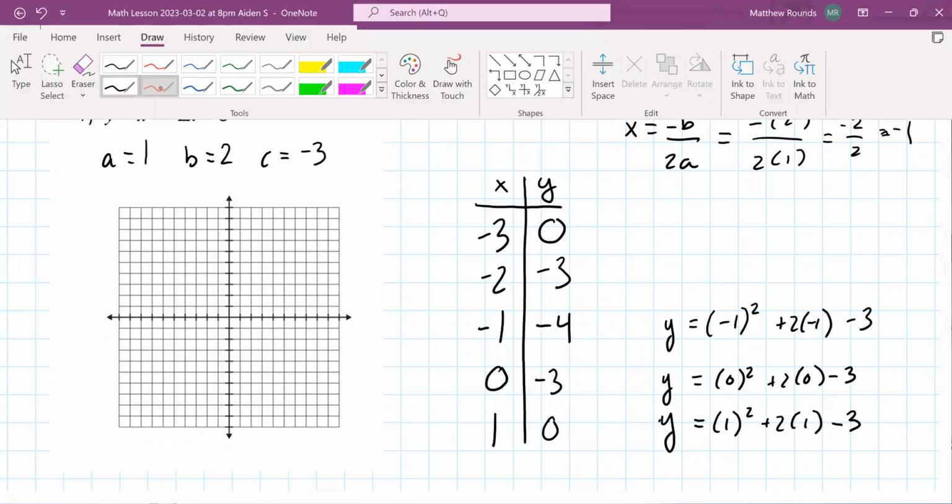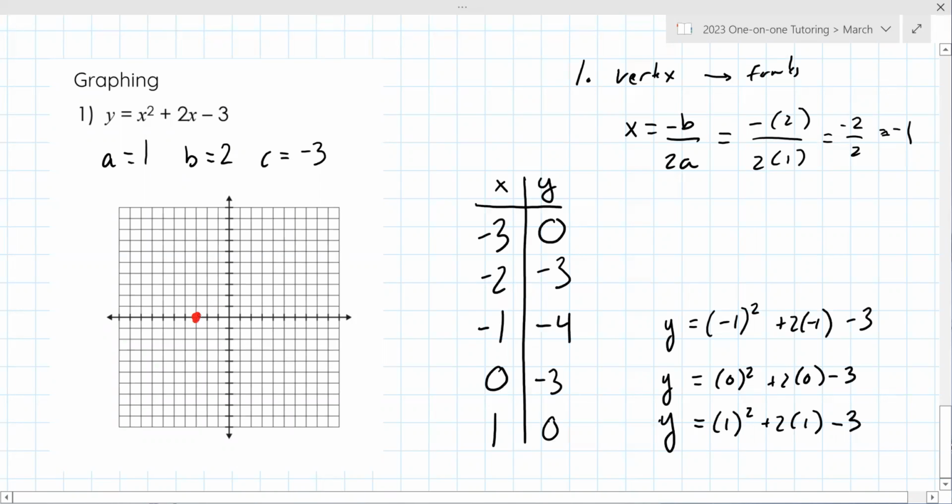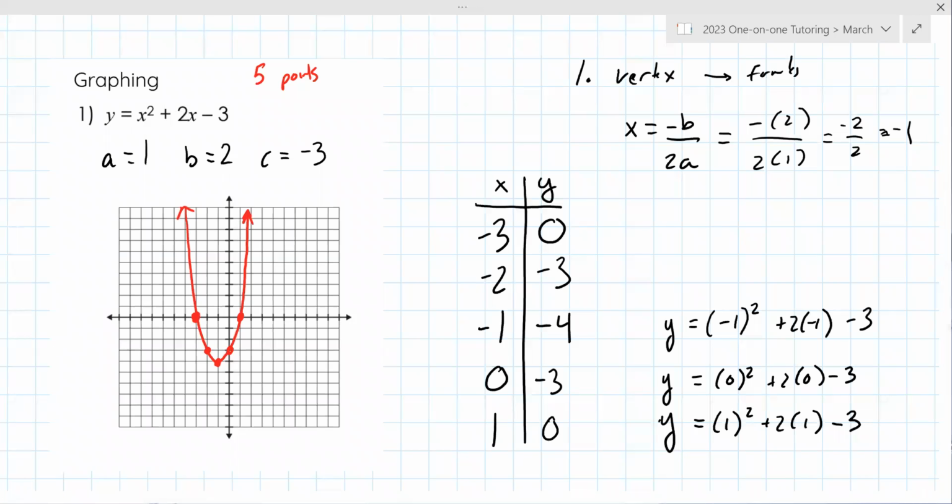All right, so these are each ordered pairs in the graph, and we're just going to label them. I'm going to do it in red so it stands out a little more. -3, 0, -2, -3, -1, -4, and then we're coming back up: 0, -3, and 1, 0. So you need 5 points for a quadratic. That's generally considered standard here. And then from here, you just want to make a nice, smooth drawing with some arrows going up. And usually that's sufficient for grading, so that you get full marks on that.